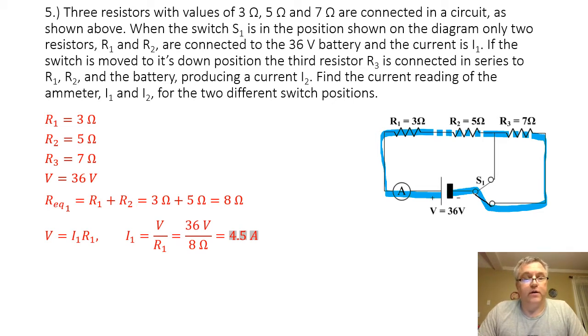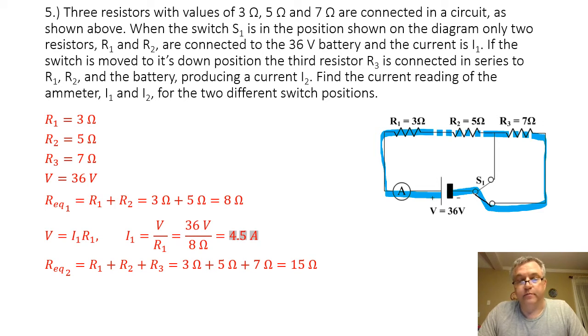So to find my equivalent resistance for position 2, I need to take into account all three resistors, and my equivalent resistance is going to be 15 ohms. Now to find the current for this position, I need to take my voltage of 36 volts divided by my new equivalent resistance, 15 ohms, and I'm going to get a current of 2.4 amps.